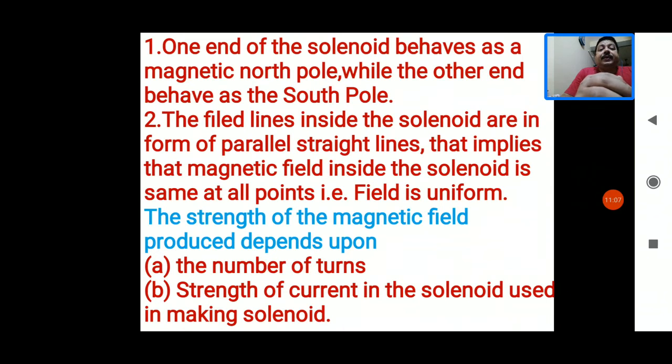I have already discussed the strength of the magnetic field. There are 2 points, number one is the current, and second is the number of turns. So B is proportional to n I, where small n is the number of turns per unit length. So we use capital N upon L. So B is proportional to capital N capital I upon L. That is the mathematical form.